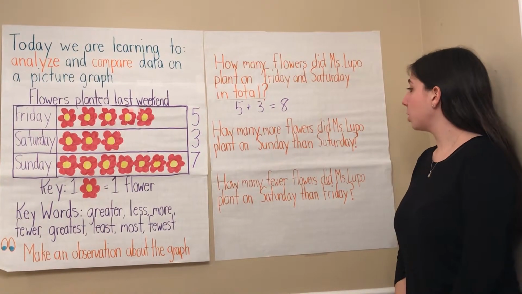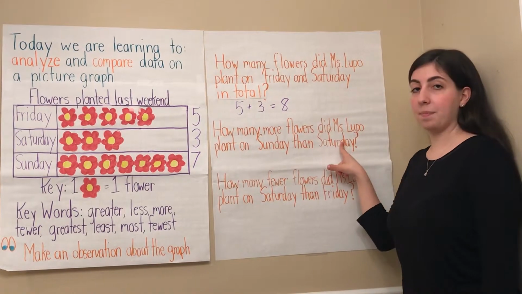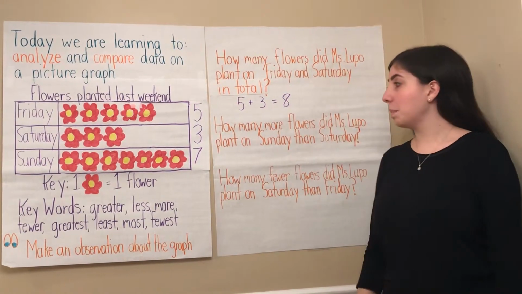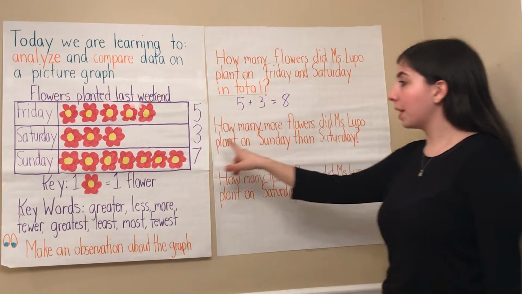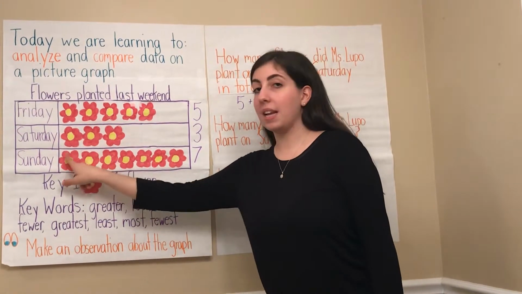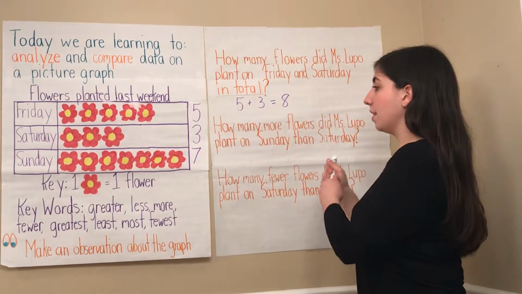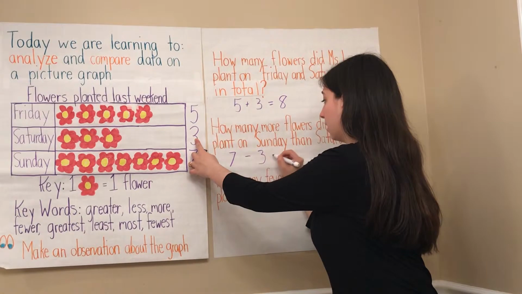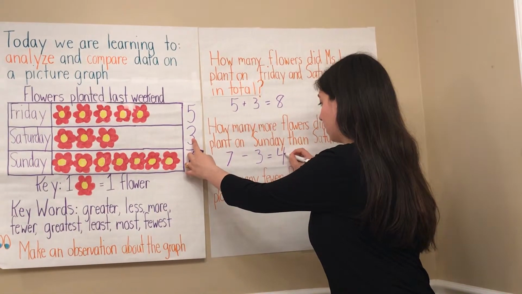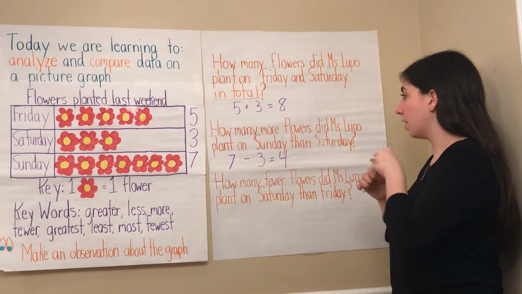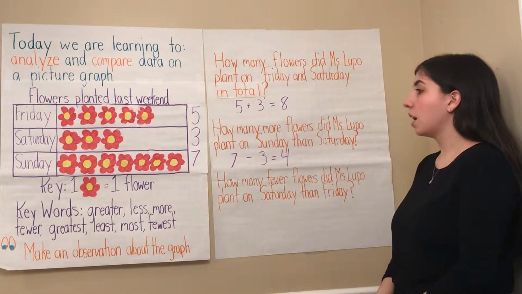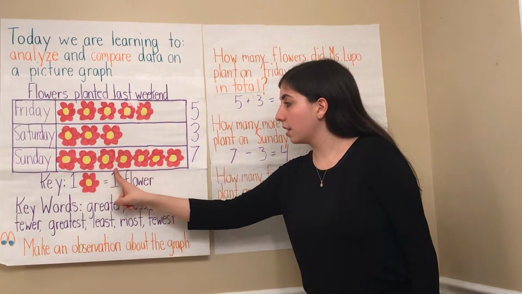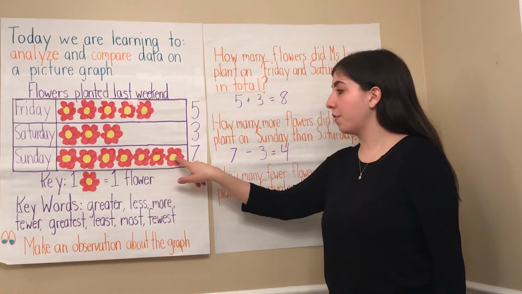How many more flowers did Miss Lupo plant on Sunday than Saturday? How many more is a subtraction phrase. This means that I have to subtract the number that she planted on Saturday from the number she planted on Sunday. 7 minus 3 equals 4. Miss Lupo planted 4 more flowers on Sunday than on Saturday. And if you notice, there's 4 more pictures on our graph. 1, 2, 3, 4 next to Sunday.